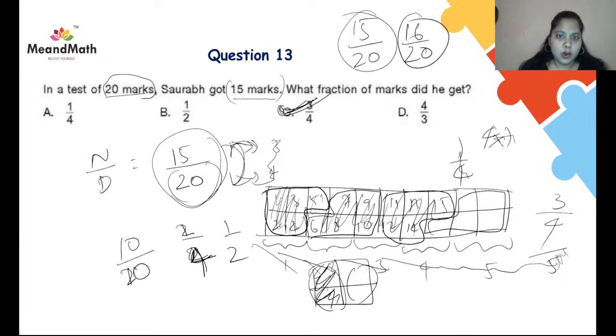Okay, let's see who has answered this correctly. Option C. Saina has answered it, Anusha has answered it, Arish has answered it. Very good, all of you, very nice.